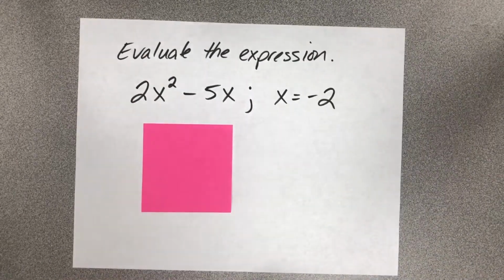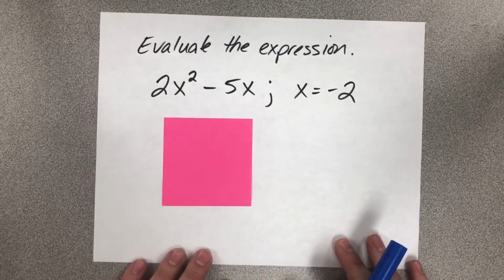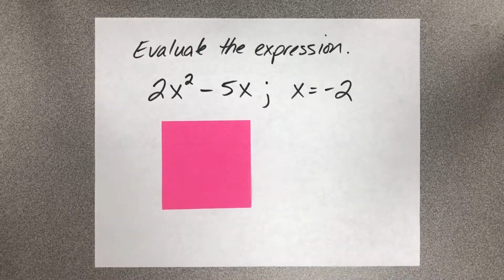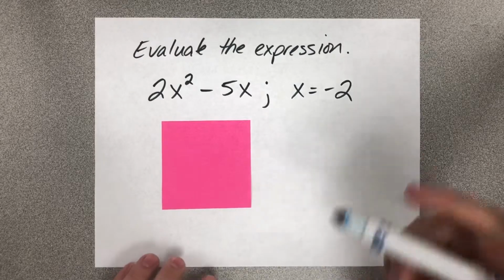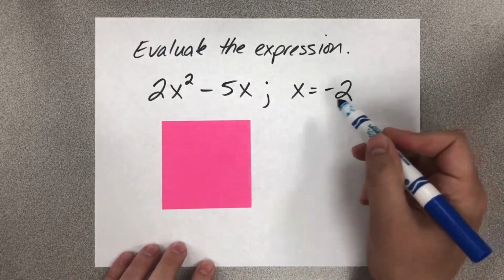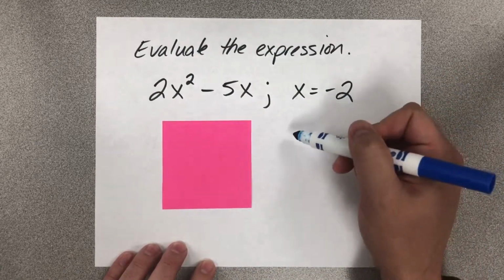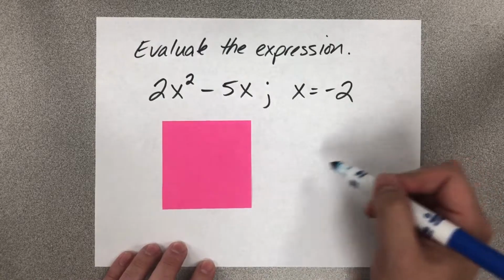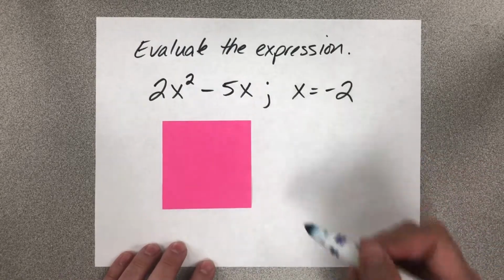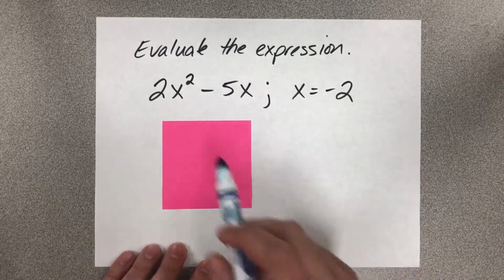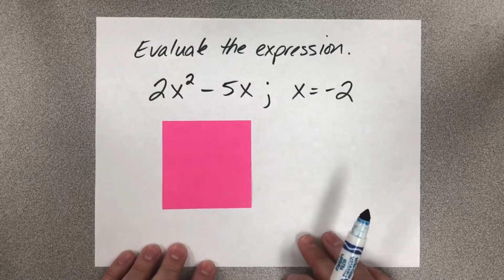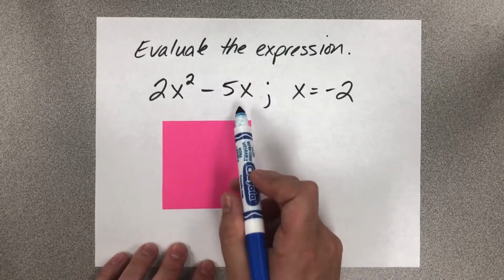Sometimes in algebra you're asked to evaluate an expression, not necessarily solve an equation. Evaluating an expression usually means that you are going to take some value and plug it in for some variable. And sometimes there will be a whole list of them. For instance, x equals -2, y equals 10, z equals 3, and you have to plug all those in where they're supposed to go. So here's our expression, 2x to the second power minus 5x.